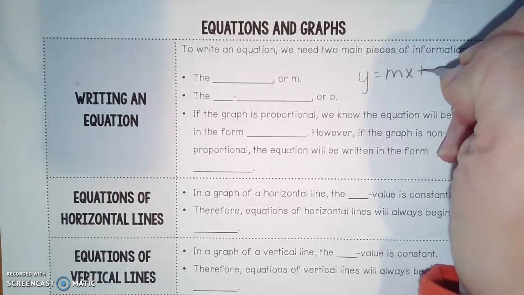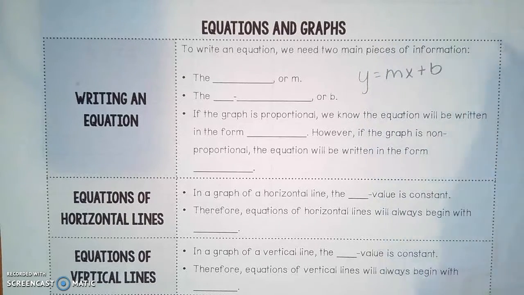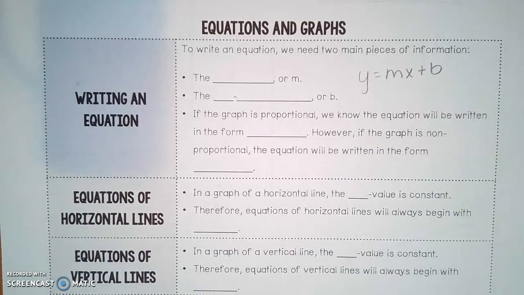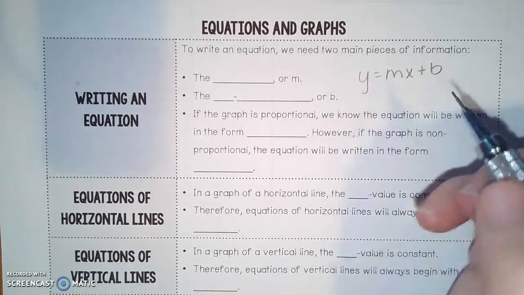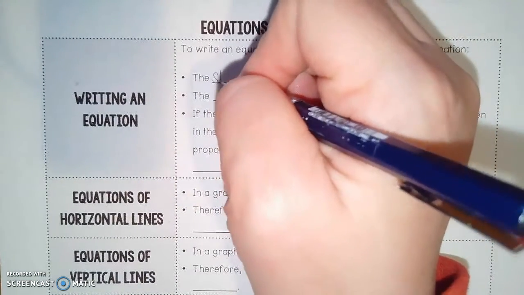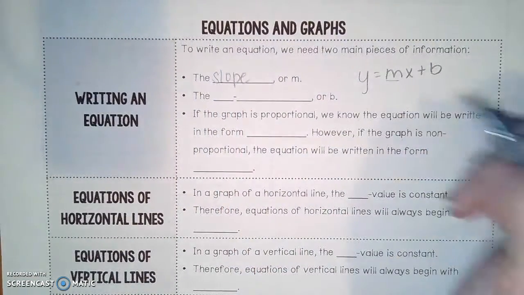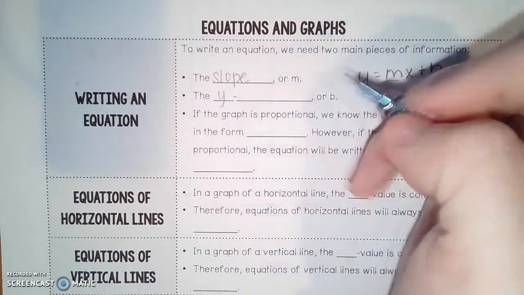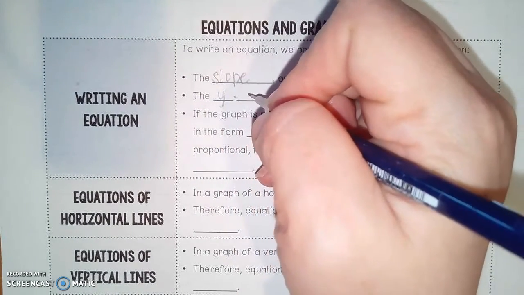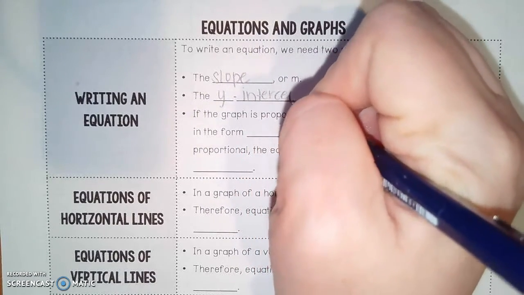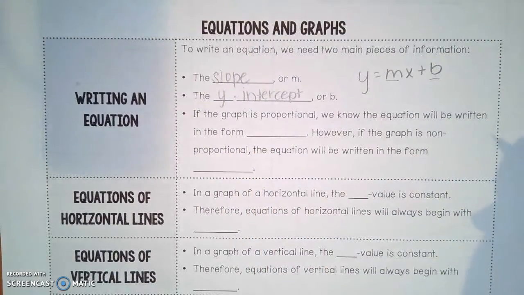But then we had some that were non-proportional where we added or subtracted a b. So we're going to do a quick review of what each of these things is representing. What is represented by m is the slope, and the b represents where our line is going to intercept the y-axis. So this right here represents our y-intercept, or where it crosses on that y-axis.